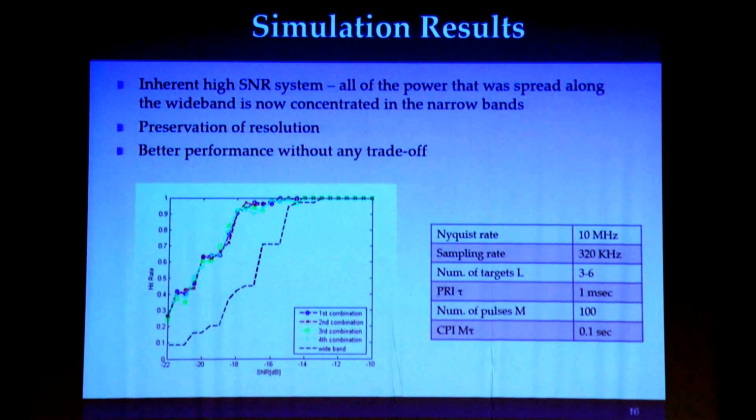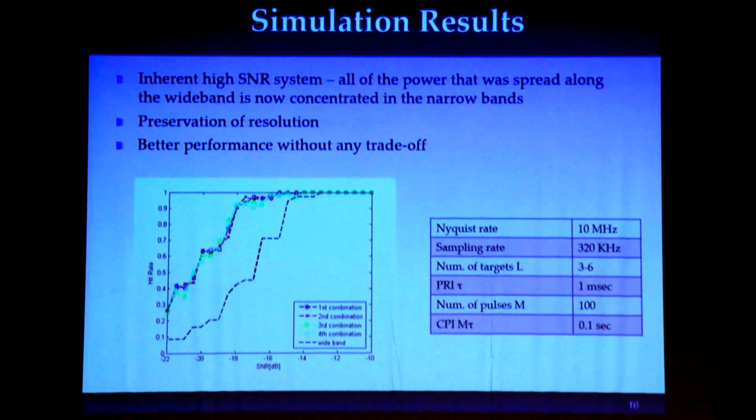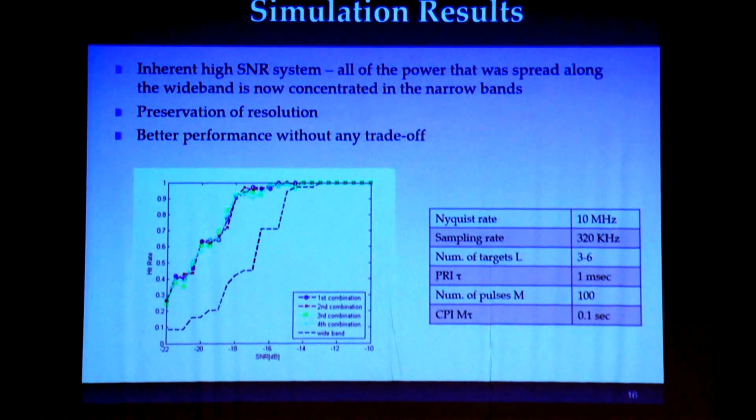what happens with the wideband signal, because this system has inherently better SNR: all the power that we have, instead of transmitting it over the wideband spectrum, we only transmit over the bands that we are going to sample. So we don't harm resolution, because we didn't change anything. We sample the same thing and we recover the same way. So basically we get better performance without any trade-off. And Robert is actually going to show us this cognitive radar demo in a few minutes.